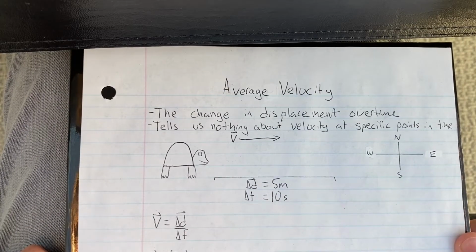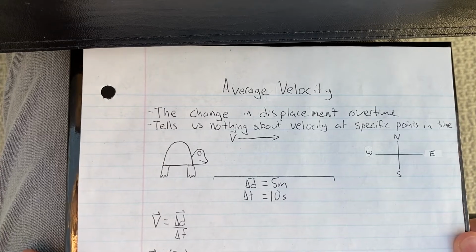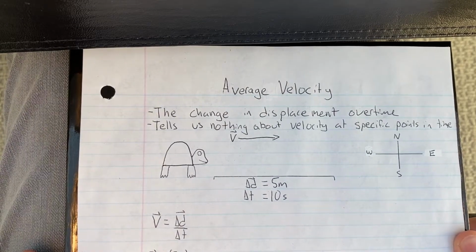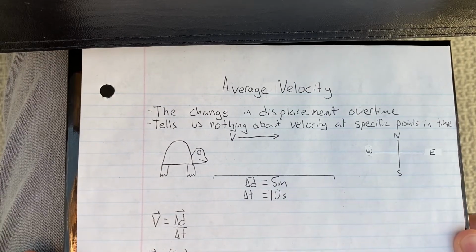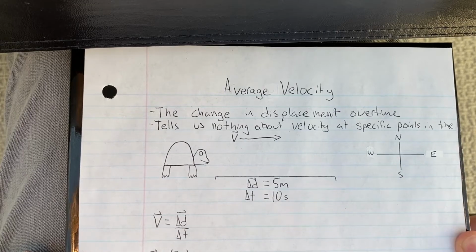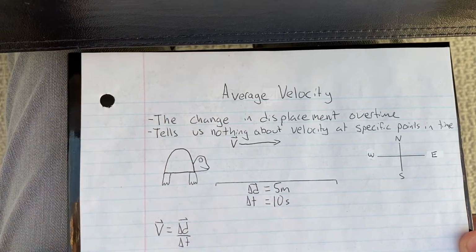Starting off with average velocity. So the definition of average velocity is the change in displacement over time. And an important thing to note about this is it tells us nothing about the velocity at specific points in time. Let me show you an example.